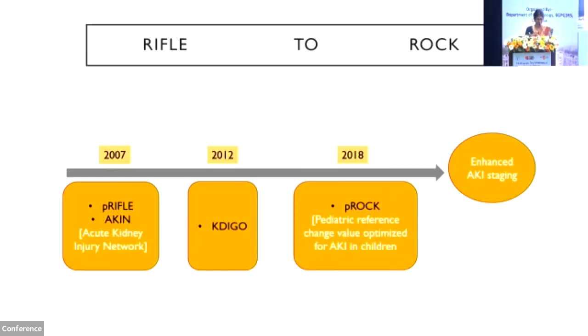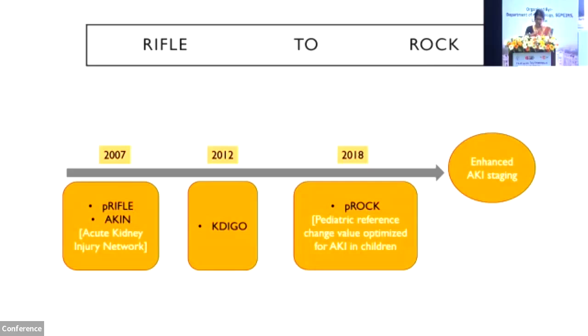However, to improve the diagnostic specificity of KDIGO, a Chinese group proposed the PROC, which is Pediatric Reference Change Value Optimized for AKI in Children. So here, the reference change value of creatinine is estimated from normative data, which is based on the age and the initial creatinine level in children without kidney disease, in those who had 2 creatinine levels estimated in the last 30 days.